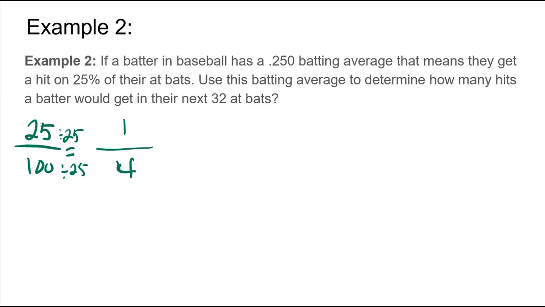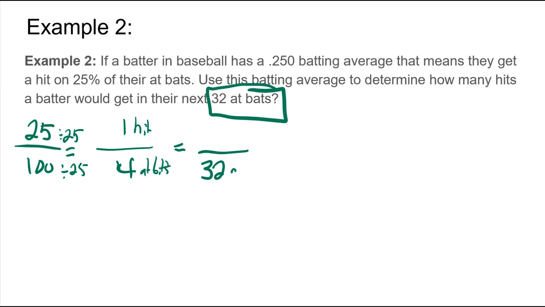We can use this knowledge to then predict over the course of a longer period of time how many hits they might get in a certain number of at-bats by using a proportion. Okay, and I set up my proportion exactly the way I have it currently. So this person gets 1 hit every 4 at-bats. And in our problem, it wants us to figure out how many hits they would get in 32 at-bats. So we write our proportion out, we put our at-bats with our at-bats, and this gets a variable. 1 hit every 4 at-bats equals a certain amount of hits over 32 at-bats.